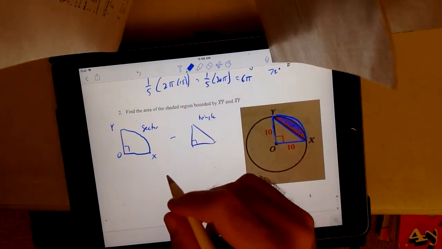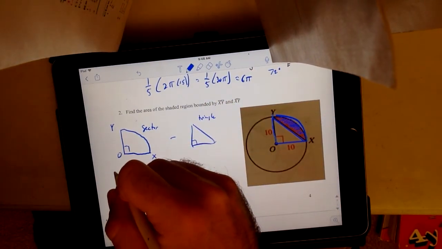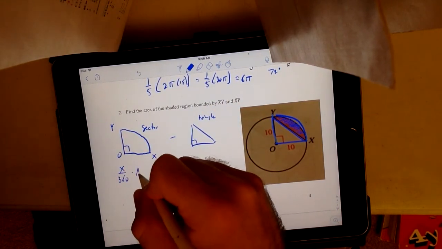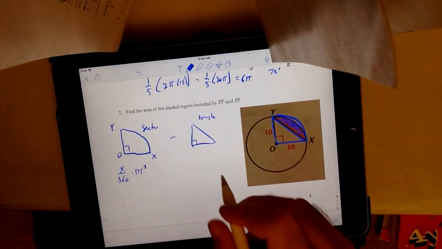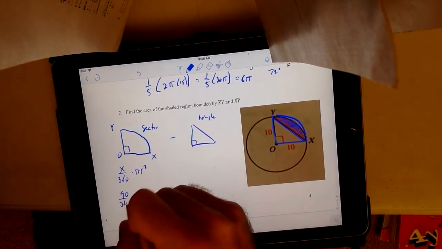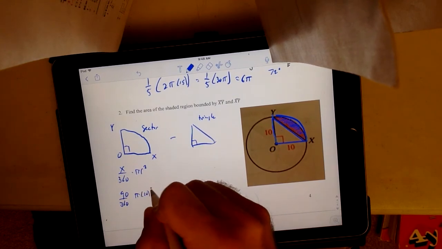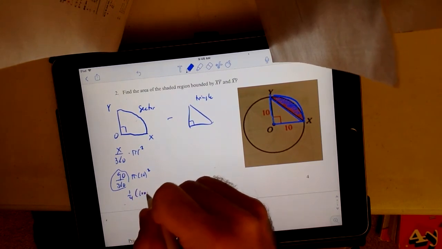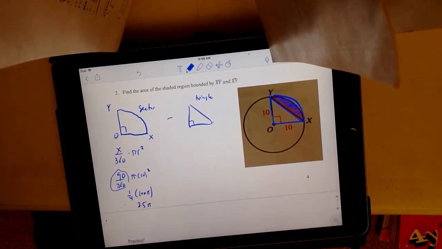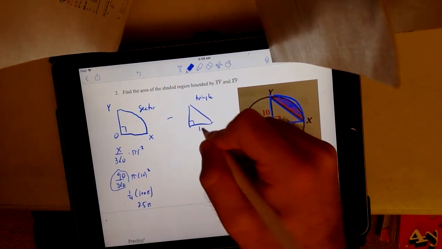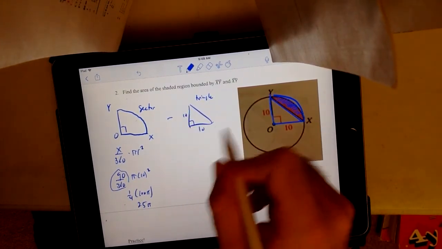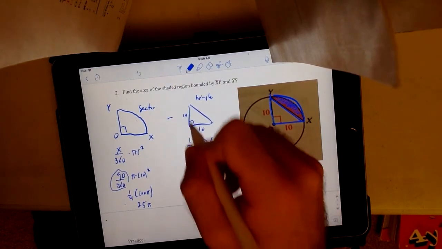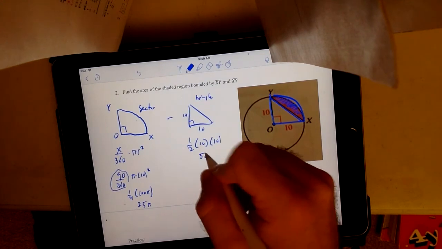Area of the sector. Well, go to our sector formula. It's angle divided by 360 times the area formula, pi r squared. The angle's 90, so 90 over 360 times pi times 10 squared. So this is a fourth. So we have a fourth of 100 pi, or 25 pi. The area of a triangle, well, this is a right triangle, so the two legs are the base and the height. So 1/2 base times height is 1/2 times 10 times 10, which is 50.